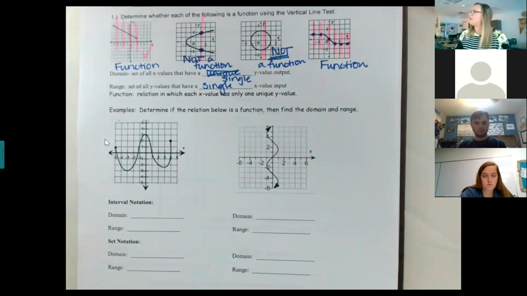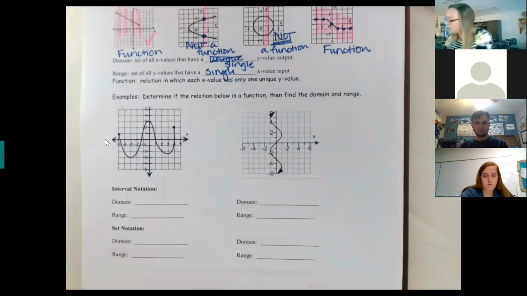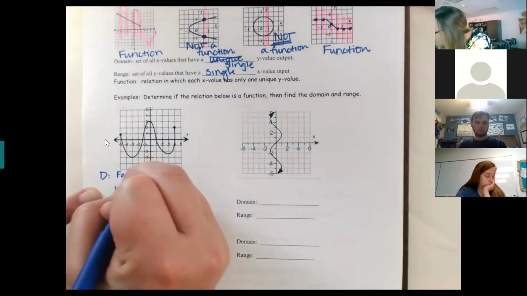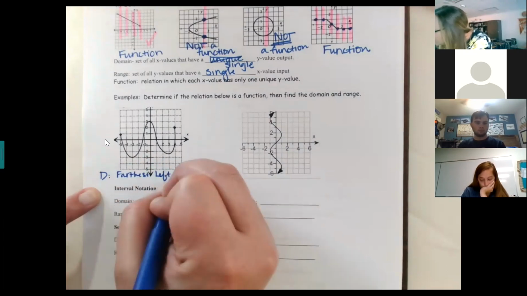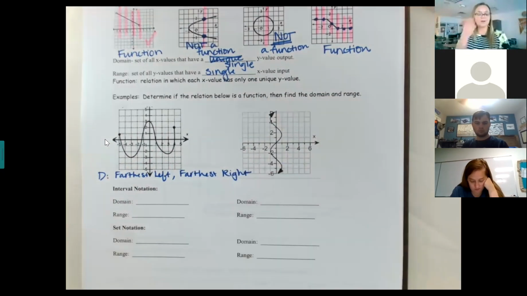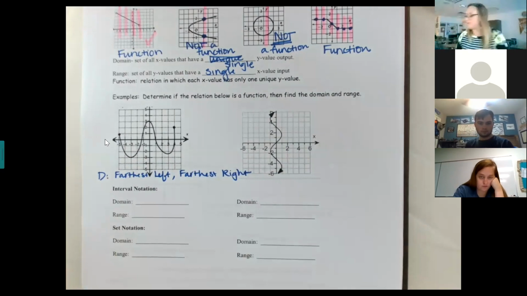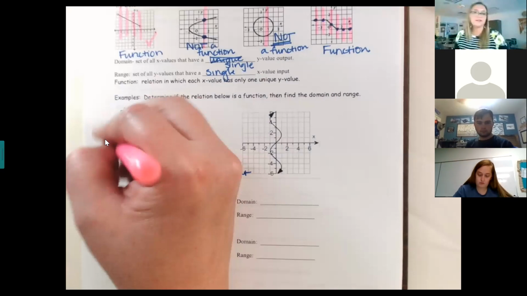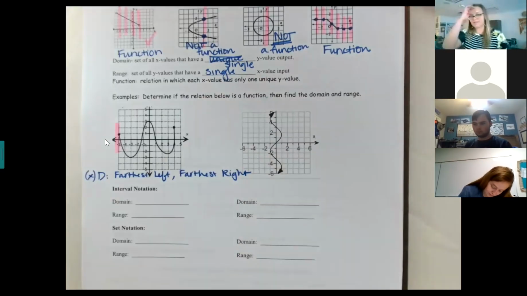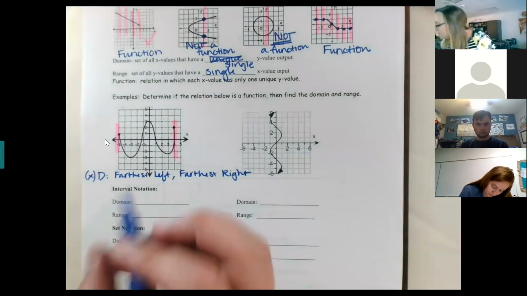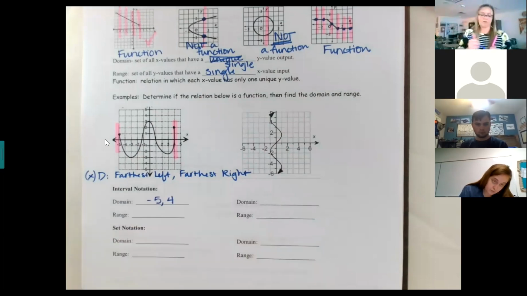So we're looking at this first graph right here, it looks kind of like a W. For your domain, you're going to do the farthest to the left, and then the farthest to the right. Left has to come first. Remember domain, these are your X values. If I look at the farthest to the left my graph goes, I can see that it reaches all the way back to -5. Then I look at how far forward it goes. It looks like it goes until 4. So I would say from -5 until 4.